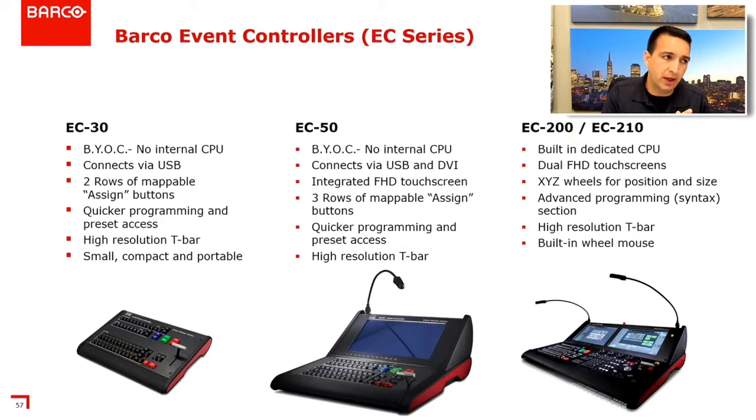Let's step back, throttle back. Let's look at the EC30, which is our smaller, more portable, compact controller. It's a bring your own computer. There's no internal CPU. It connects via USB. There's 2 rows of mappable assign buttons. It's great for quicker programming and preset access, and it comes with that sweet high-resolution T-bar. Small, compact, portable, fits into a carry-on size bag. It's fantastic. We have one in the studio here today.